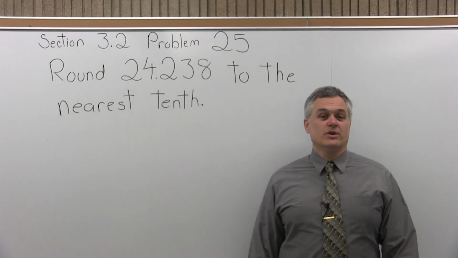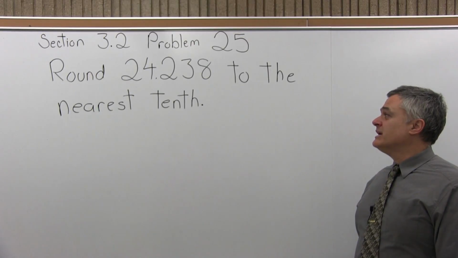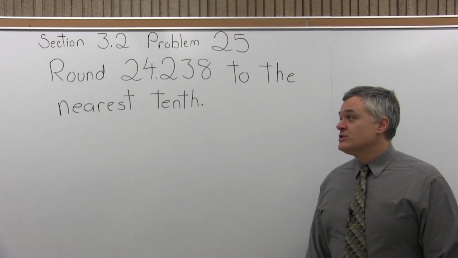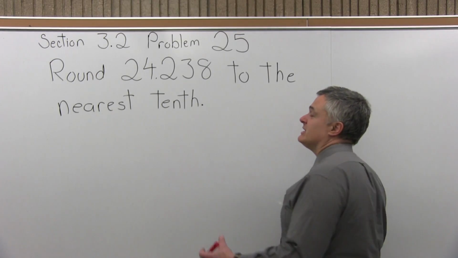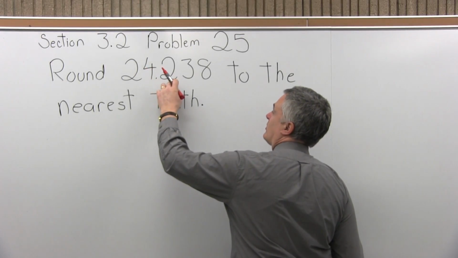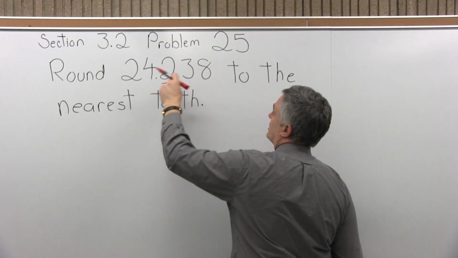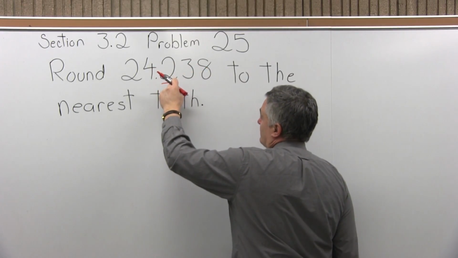This is Section 3.2, Problem 25. It says round 24.238 to the nearest tenth. So first, let's determine which digit is in the tenths position. If you start at the decimal and go over one to the right, the first one is tenths. It goes tenths, hundredths, thousandths. So tenths would be the 2.